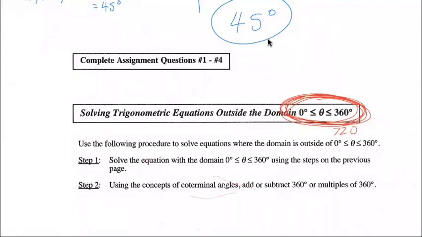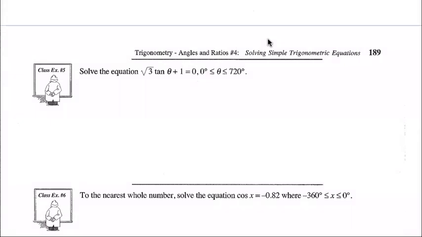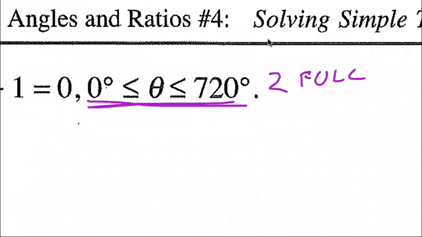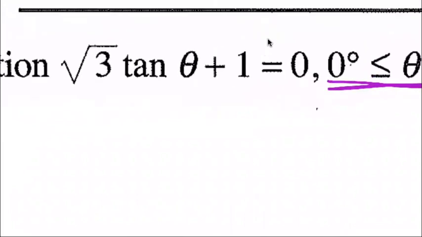And then you use the information that we know about our coterminal angles to determine where the rotation angles will fall. Let's look at example number 5 in purple. Solve the equation square root 3 tangent theta plus 1 is equal to 0, where theta is between 0 and 720. So this means 2 full circles. And if in one circle we can get 2 answers, in 2 full circles, we should be able to get 4 possible answers.